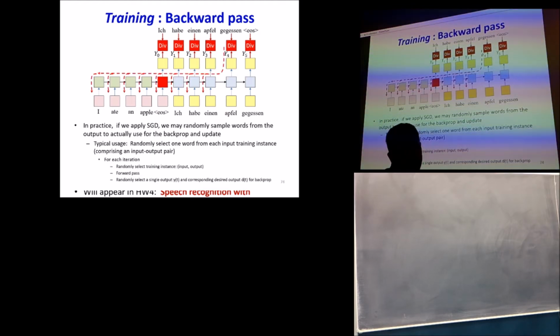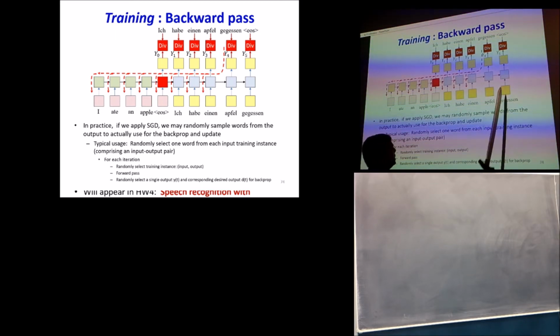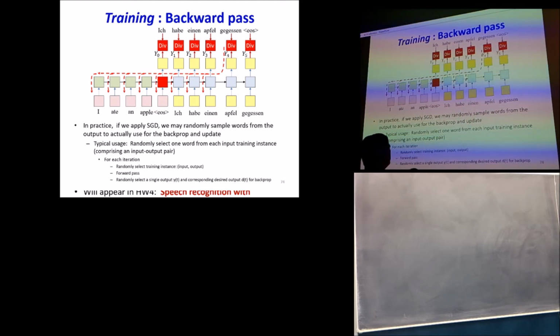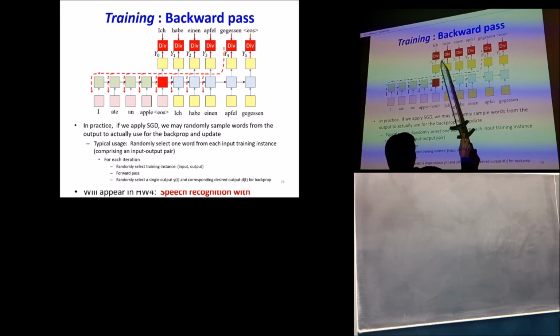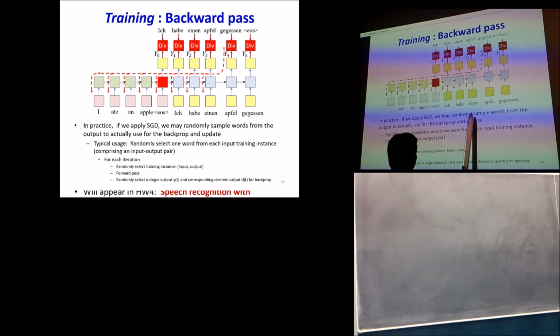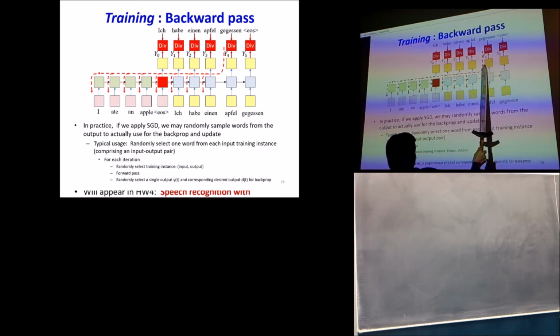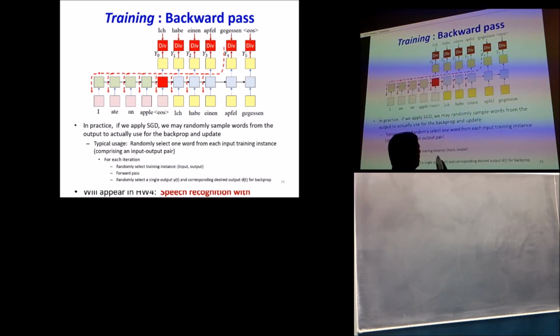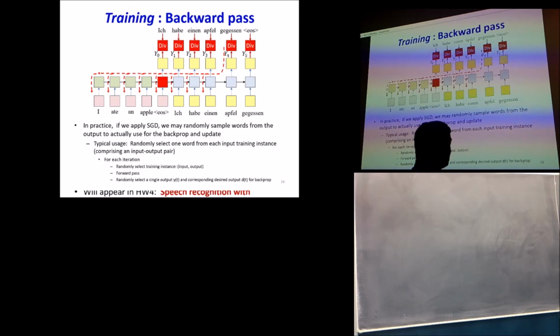In practice, we perform stochastic gradient descent, and so instead of computing the gradients from the entire output sequence, it's common practice to randomly sample words from the output and just use those for the backpropagation. So although here, for instance, you're producing an entire sequence of 6 symbols, 5 words and the end of sequence symbol, you might just randomly sample, say, just 1, and just backpropagate the gradient over here through the entire network to update all of your parameters. You might sample more than 1, but the point is that you're just sampling a small number.